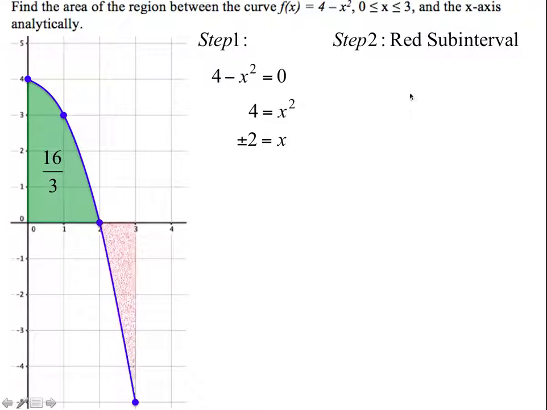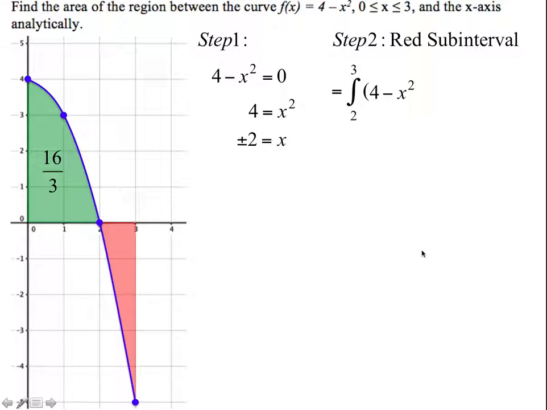So continuing with step 2, now we have to do the red subinterval. So the red subinterval, when we do the integration, we're going to get a negative value because it's beneath the x-axis. So now we're integrating from 2 to 3. We're still integrating the same function. That's this function. So the region between this function and the x-axis is this region here, not this region.